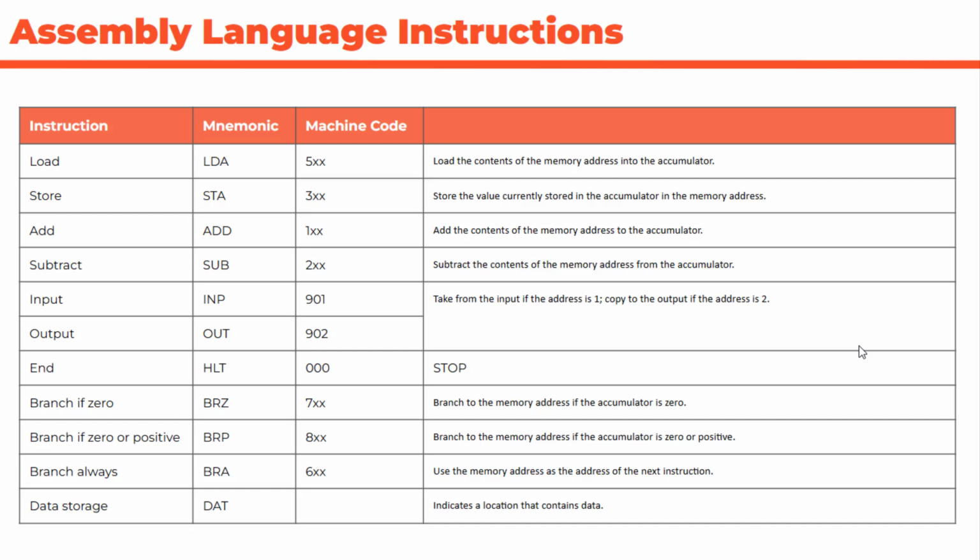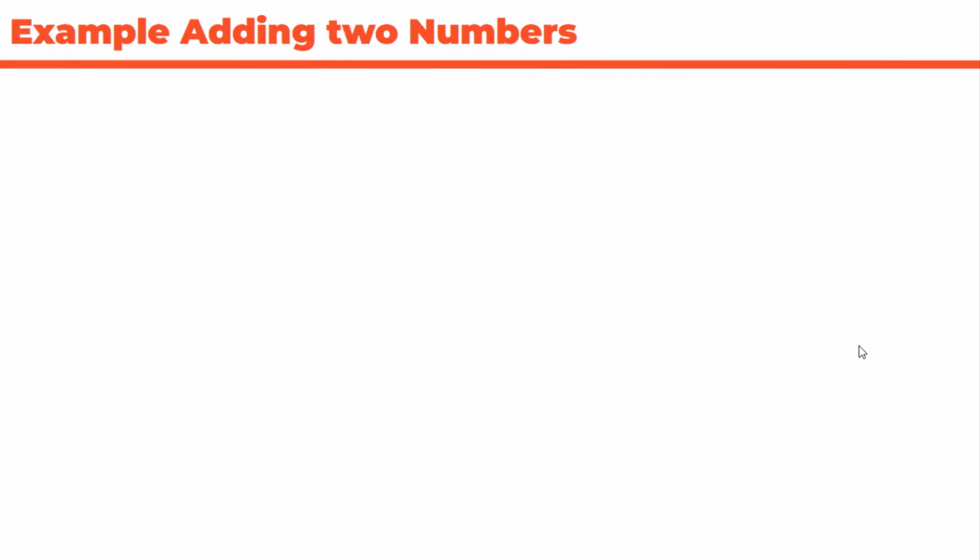You've got BRZ, branch to the memory address if the accumulator is 0. Then you've got BRP, branch to the memory address if the accumulator is 0 or positive, and then branch always, use the memory address as the address of the next instruction. So you're going to branch no matter what. They're like our if statements, branches. Okay, and then finally you've got DAT, which indicates a location that contains data. Let's put some of these into practice so you can see them in context, because that's going to be important.